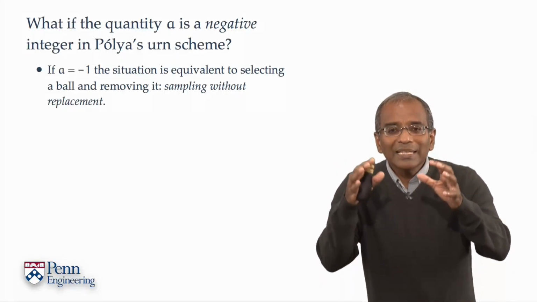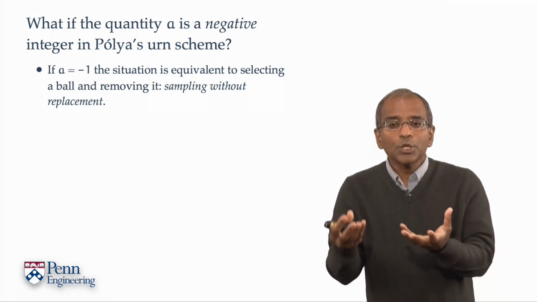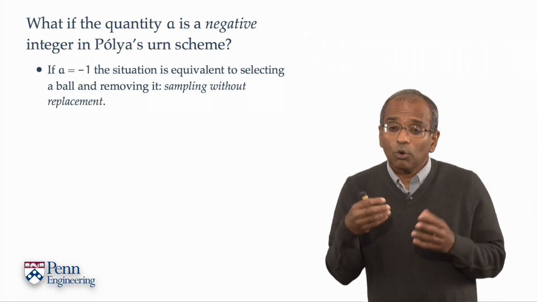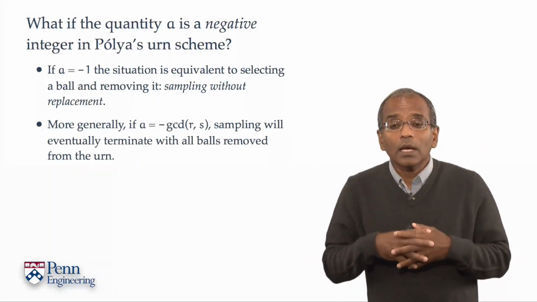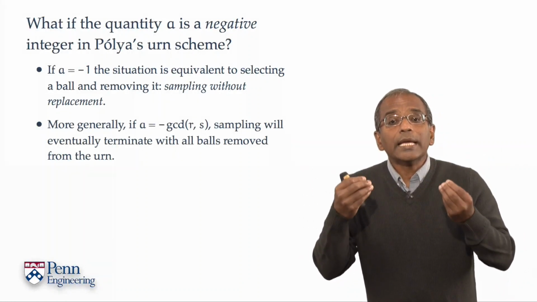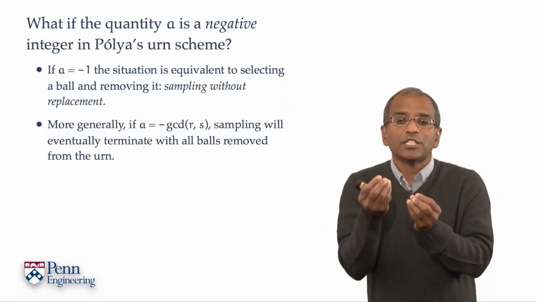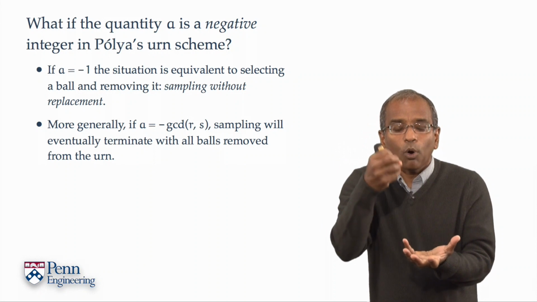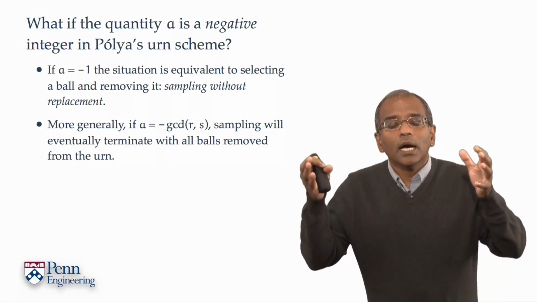In other words, this situation with A being minus 1 is equivalent to sampling without replacement. More generally, if A is a negative number, which is, let's say, the negative of the greatest common divisor between the integers R and S, then at each step you keep taking out A balls of a given color, and then sooner or later the urn will be empty.